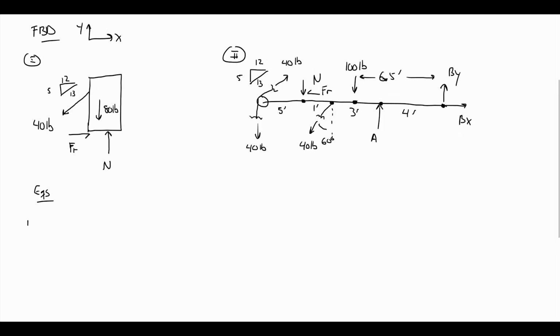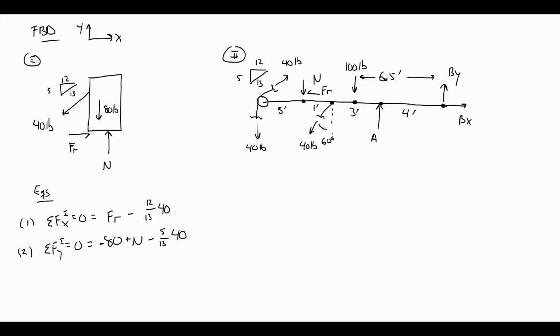So starting with our first picture, this will be fairly straightforward to get some results. Let's sum forces in the x direction. I will have, according to my coordinate system, F_R pointing to the right, minus 12/13 of 40 pounds. And equation 2, I'll do the y direction. I will have my 80 pounds down in the negative y, plus the normal force, minus 5/13 times the force that he's pulling on the rope with, 40.